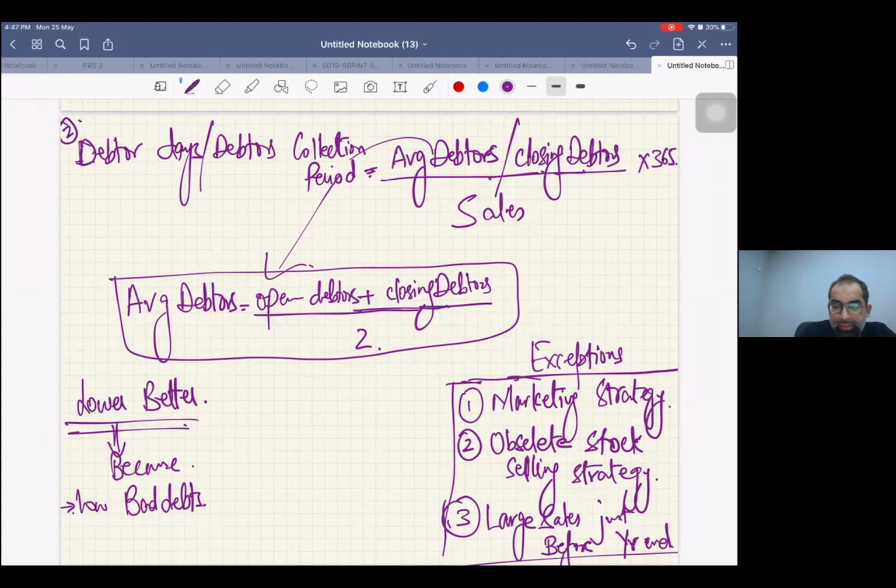Now let's start the exceptions game. Exceptions, this is exceptions. What do you mean by exceptions? Exception means sometimes increasing or high debtor days are not bad.